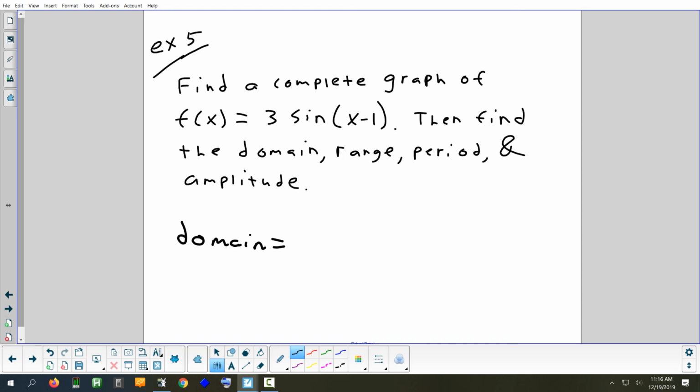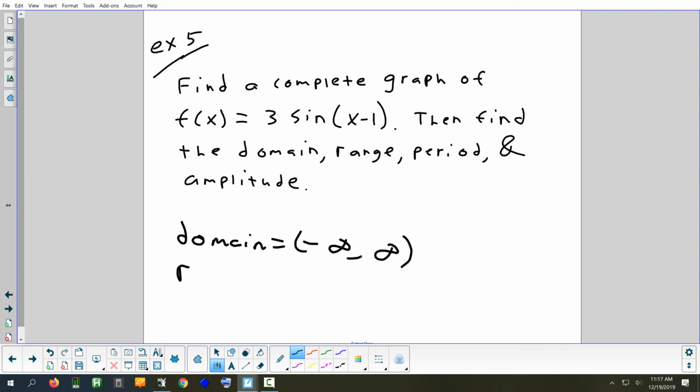Jared? -3 to 3 included. So you're saying the graph will never go? No, negative infinity to infinity. Yeah. For sine and cosine, the domain is always negative infinity to infinity. For tangent, cotangent, secant, cosecant, no. That's it.